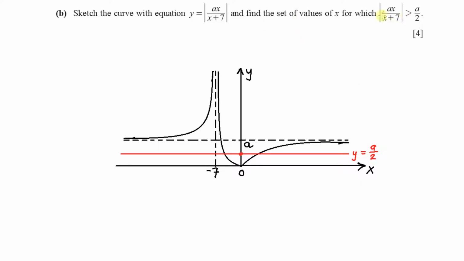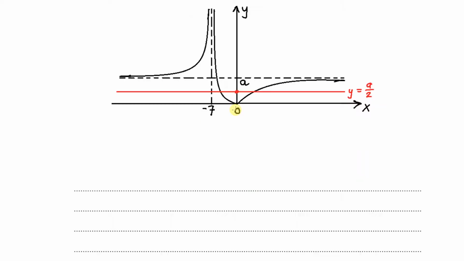So we would want to find the values for which the modulus graph is greater or above the graph of y is equal to a over 2. So let's now consider the points of intersection of the two graphs. The two graphs are intersecting at 2 points. So let's start with this point of intersection. This is where the graph of ax over x plus 7 is intersecting with the line y is equal to a over 2. So this is the first point of intersection.